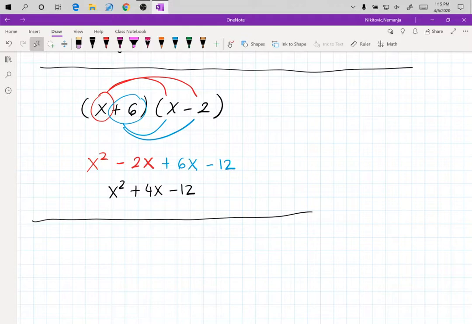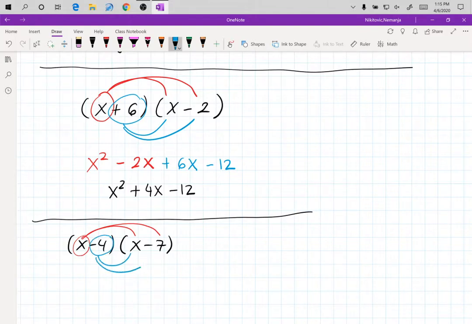Problem 44 says x minus 4. I mean, they're all the same, just different numbers. x minus 4 times x minus 7. So we have red, and now we have negative 4 distributing into both.